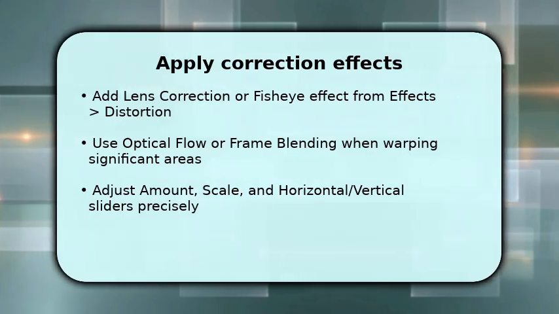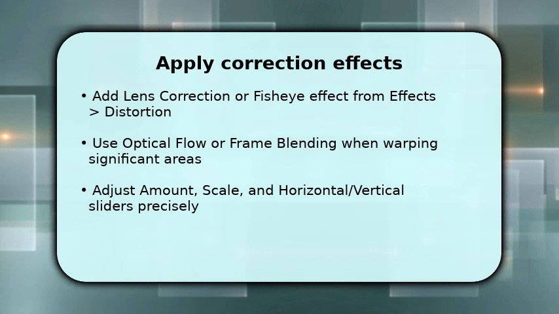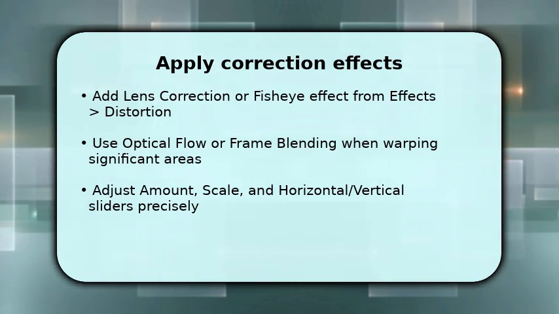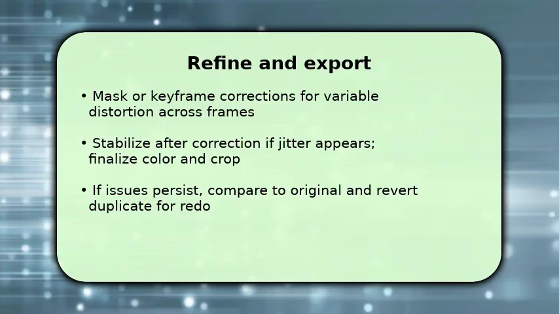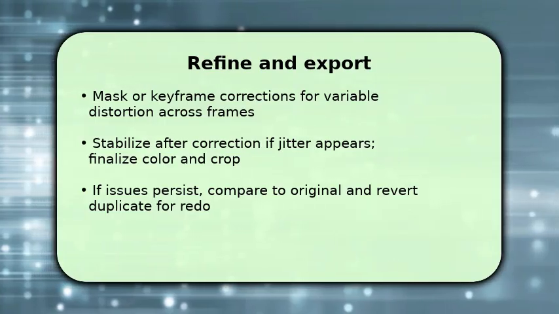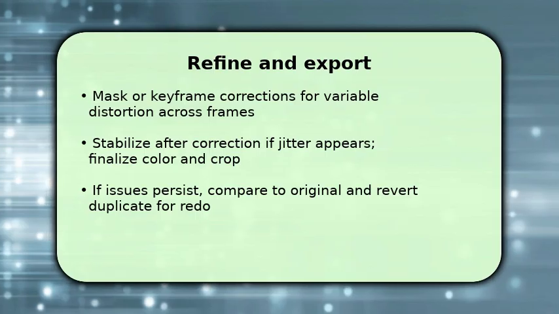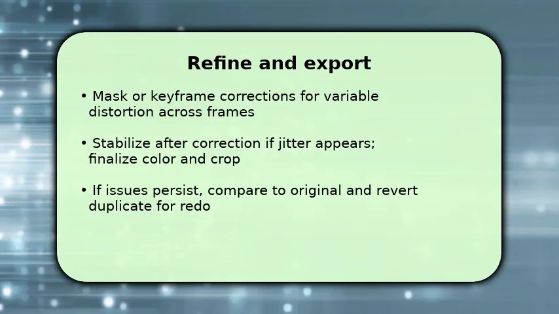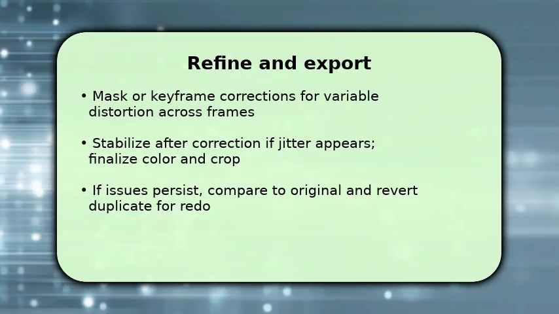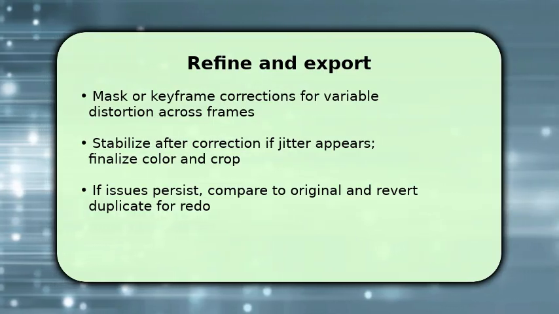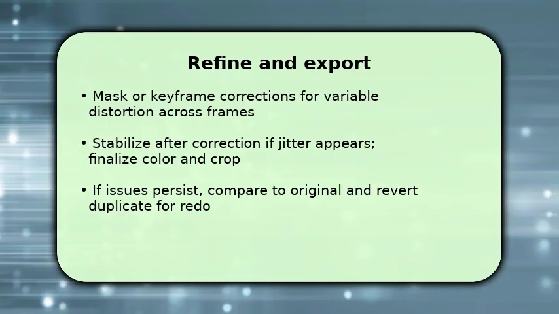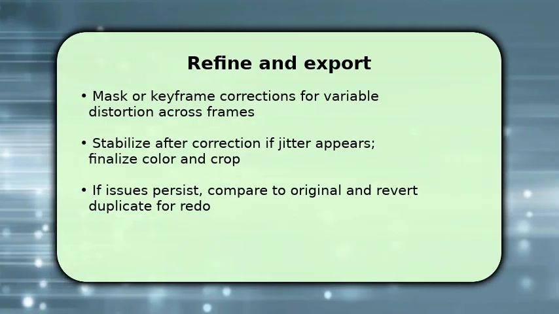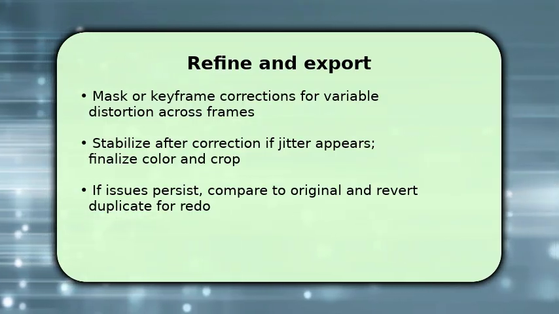Make subtle horizontal and vertical adjustments to center lines and keep straight geometry aligned. To finish, refine the correction by masking areas that need different treatment and keyframe parameters if the distortion changes during the shot. Once satisfied, apply stabilization only after distortion correction to avoid altering warp calculations, then finalize color grading and crop to remove any black edges.